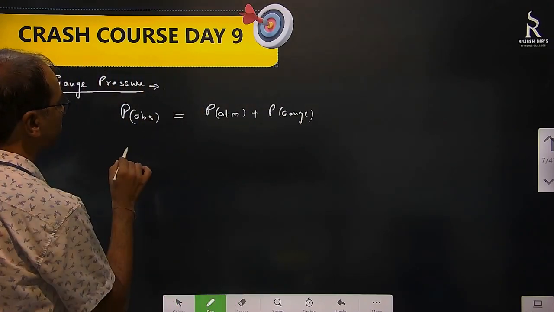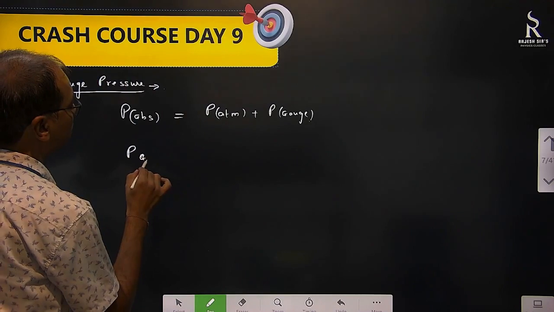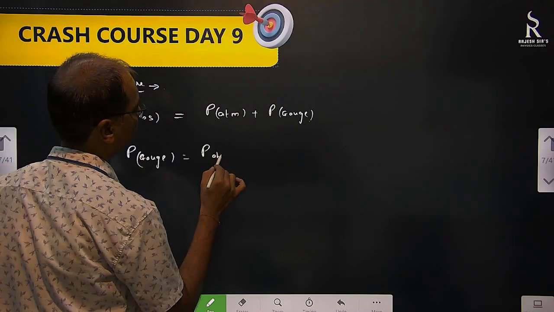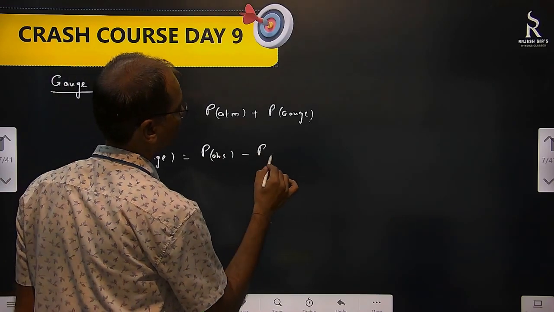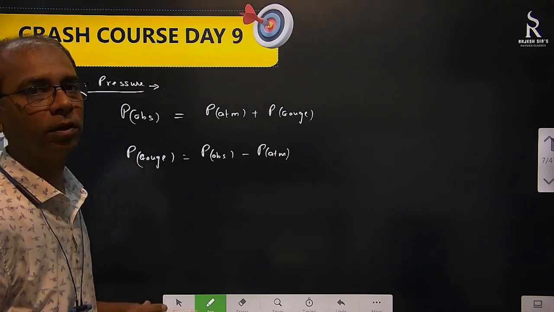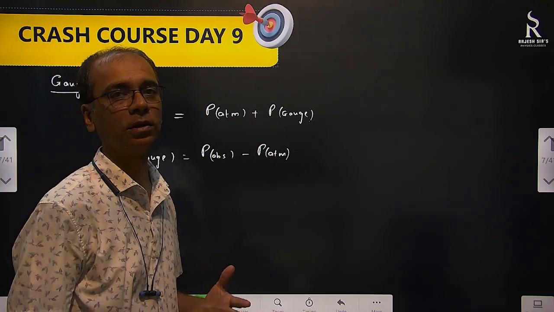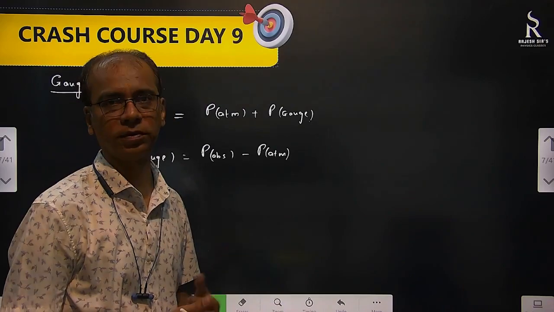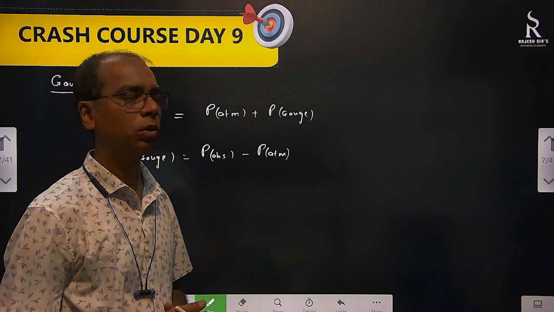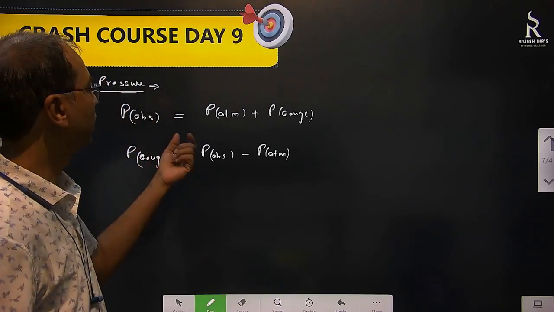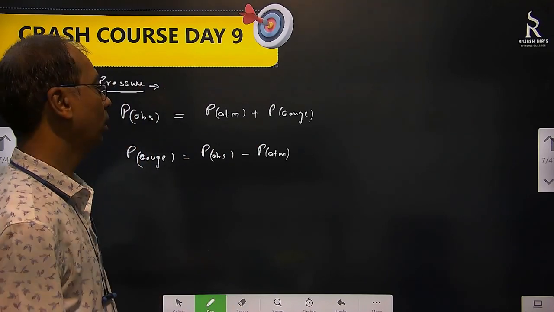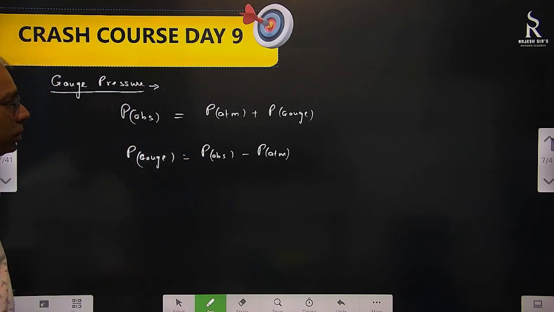So what is gauge pressure then? Gauge pressure is absolute pressure minus atmospheric pressure. So it means if at any point you have pressure as 3 atmospheric, then what is the gauge pressure? 2 atmospheric. Okay, what is gauge pressure? 2 atmospheric. Gauge pressure is always the absolute pressure at any point minus the atmospheric pressure at that point. Okay, how to measure it?